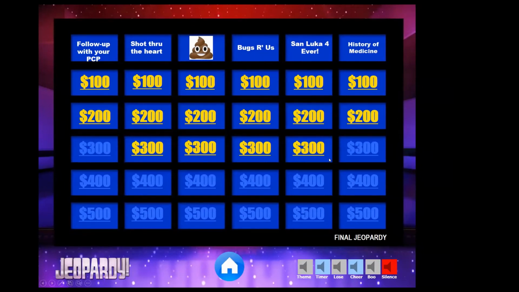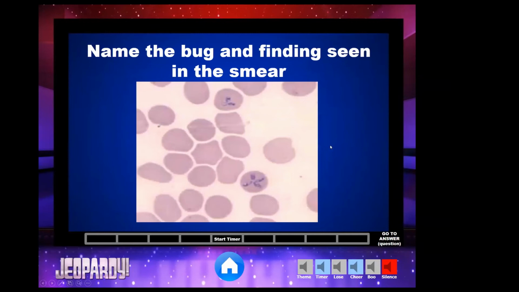Who wants to go next? This is for team 3 now, right? Yeah. We will go for Bugs R Us for 300. Bugs R Us for 300. Name the bug and the findings seen in this meal.